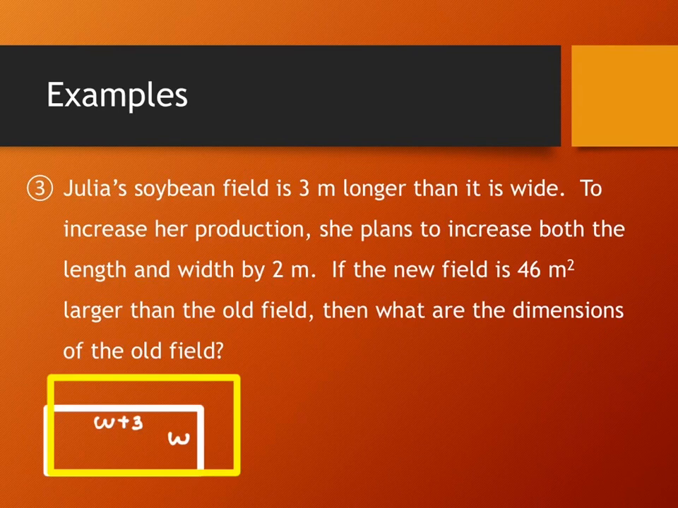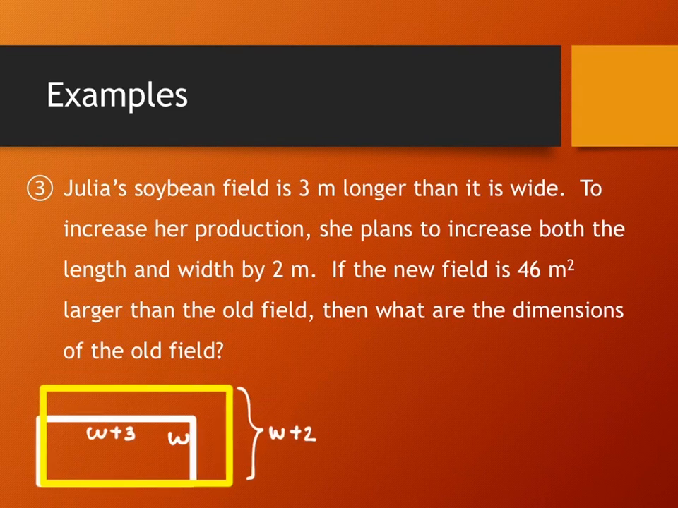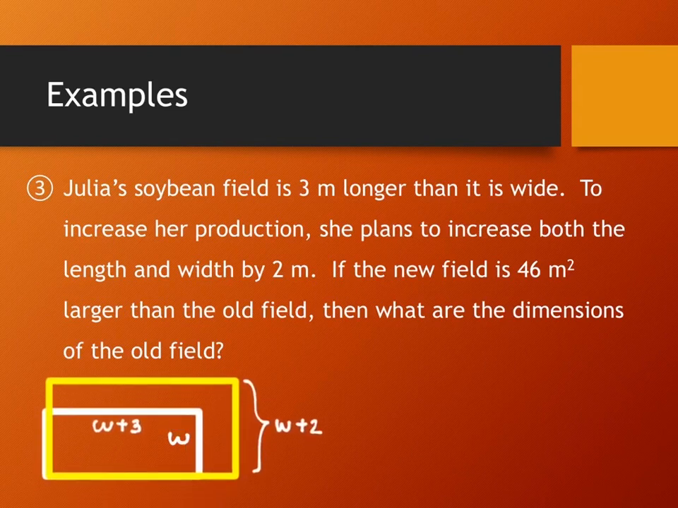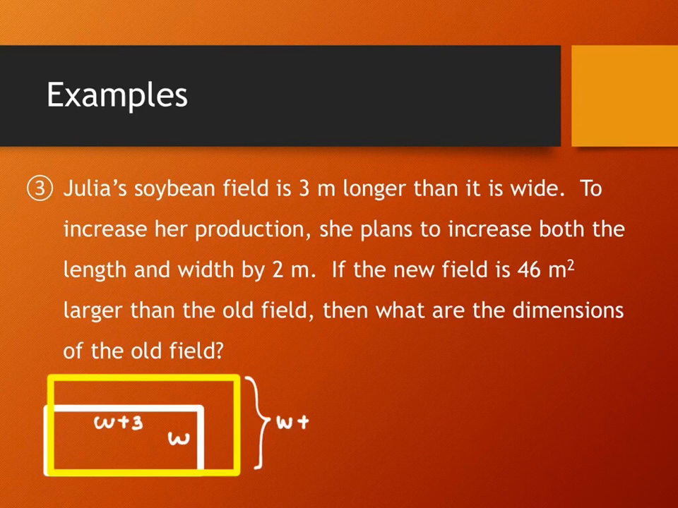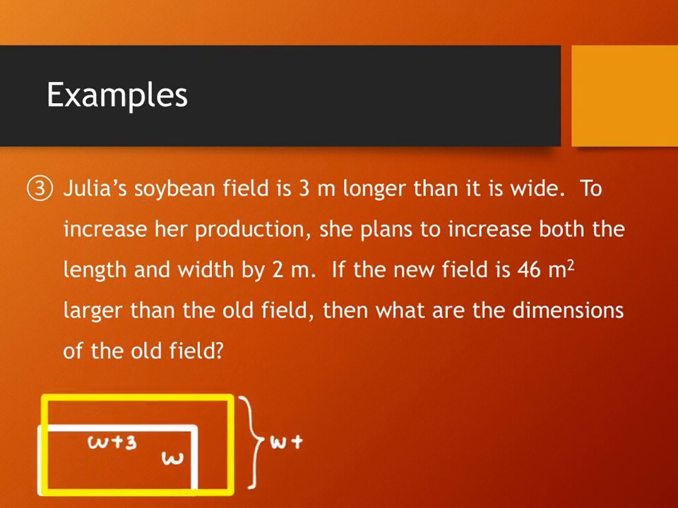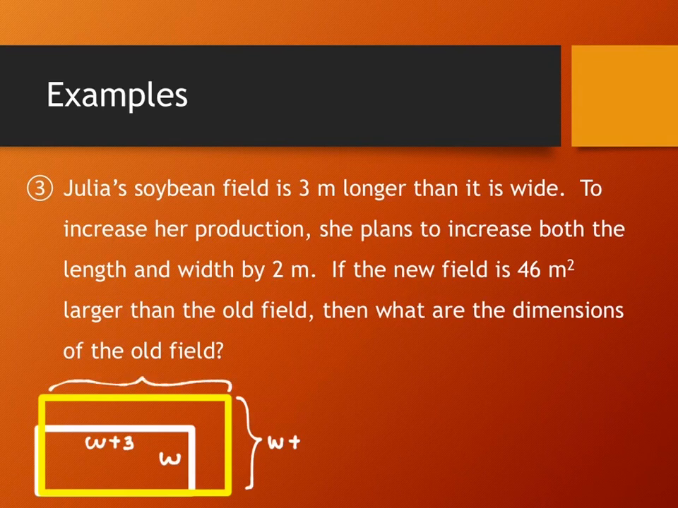So instead of it being W like it was before, what will our width be? W plus 2. Right, W plus 2. And instead of the length being W plus 3, what will the new length be? W plus 5. Okay, this does not work the way I wanted. Let me try that one more time. So our new length right here will be W plus 5. So everybody good so far? Okay, that's the second sentence.